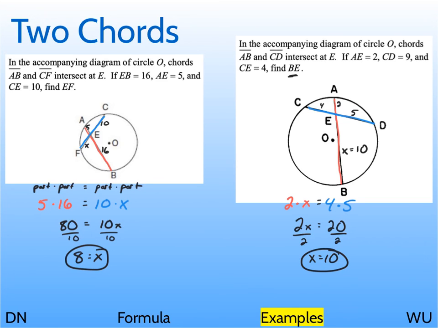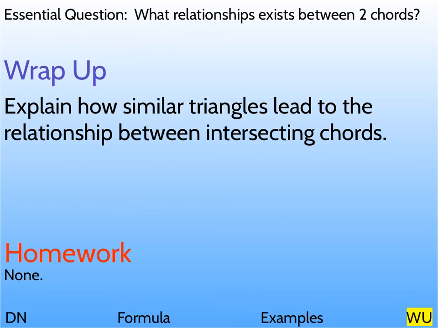So just remember the relationship when you have two intersecting chords is each part, if you multiply them and set them equal to each other, you can solve from there. So like part 1 of a chord times part 2 of the same chord equals part 1 of the other chord times part 2 of that other chord. And after you finish your work, your wrap-up question asks you to explain how similar triangles can lead to this relationship between intersecting chords.